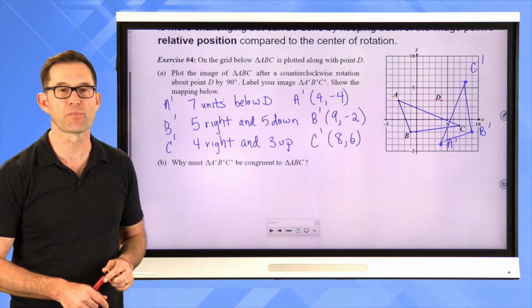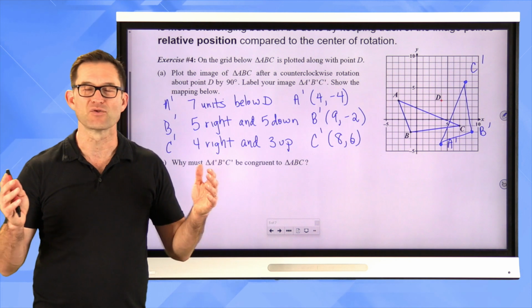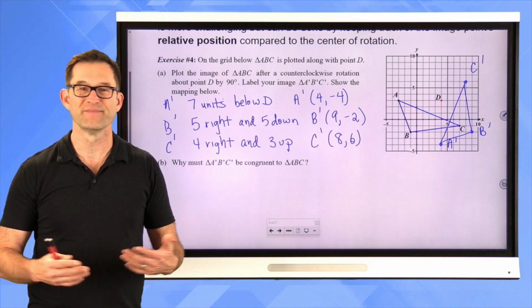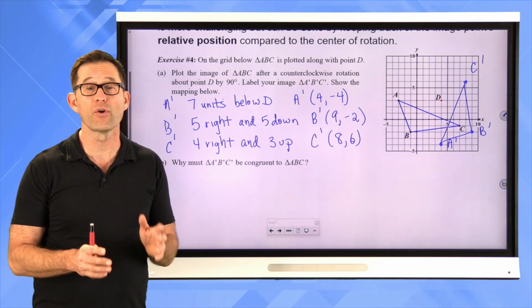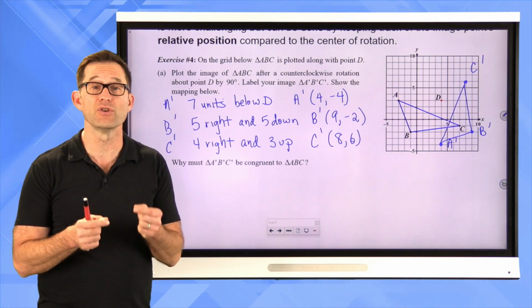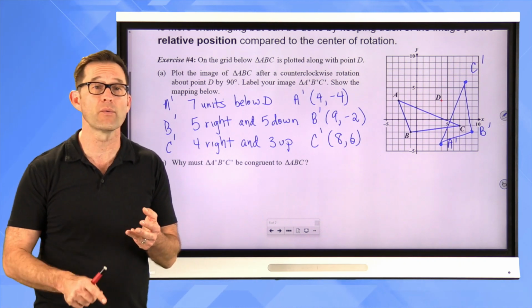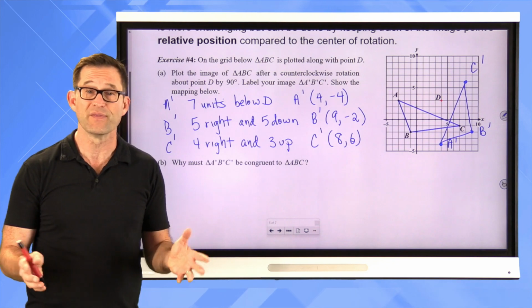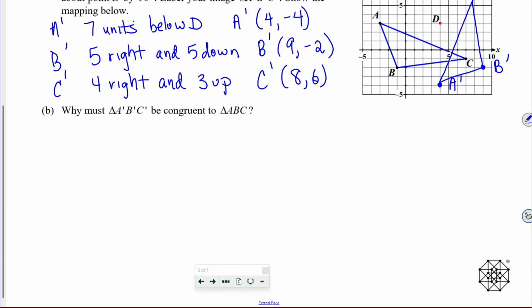Let's answer the last piece of this problem. This one should be simple. Letter B, why must triangle A prime, B prime, C prime be congruent to triangle ABC? This should be old hat at this point because rotations are rigid motions. That's it, right? Anytime you've done a transformation and you're asked about whether or not it's congruent to the pre-image, the question is, was the transformation you did a rigid motion or not? If it was either a rotation, a line reflection, a point reflection, or a translation, the answer is yes, they're congruent, right? So why must triangle A prime B prime C prime be congruent to triangle ABC?